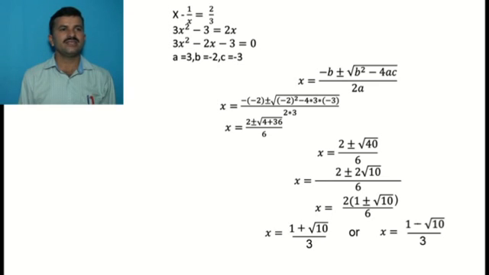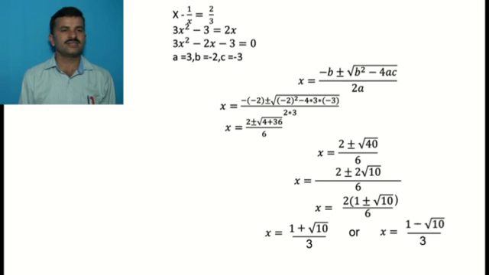Therefore, you can write here a is equal to 3, b is equal to minus 2 and c is equal to minus 3. And the formula for finding the roots is x is equal to minus b plus or minus square root of b square minus 4ac divided by 2a. You can put the values of a, b, c in the formula and you get x is equal to minus in the bracket minus 2 plus or minus square root of minus 2 square minus 4 into 3 into minus 3 divided by 2 into 3, and you get x is equal to 2 plus or minus square root of 4 plus 36 divided by 6.